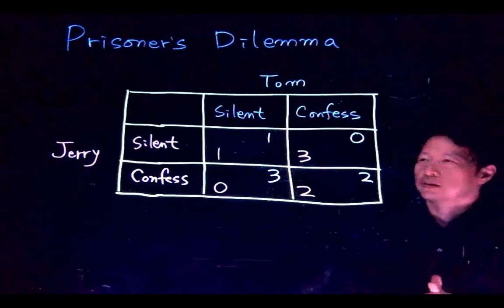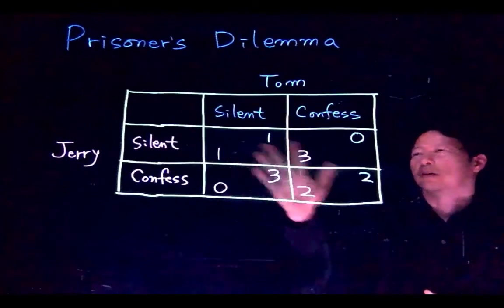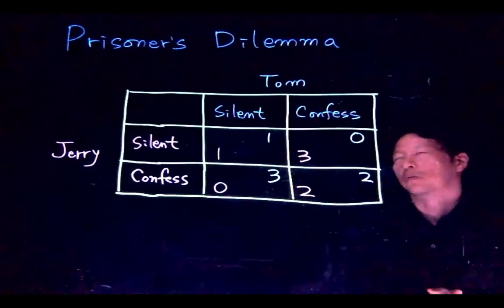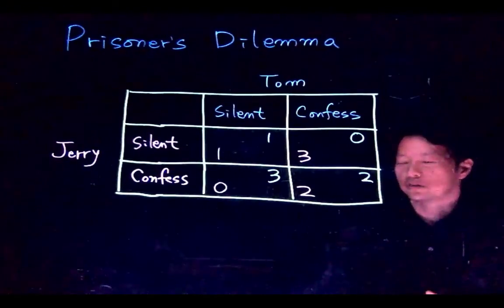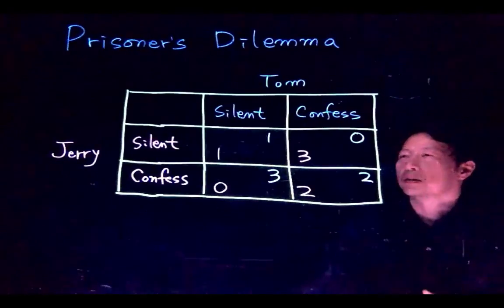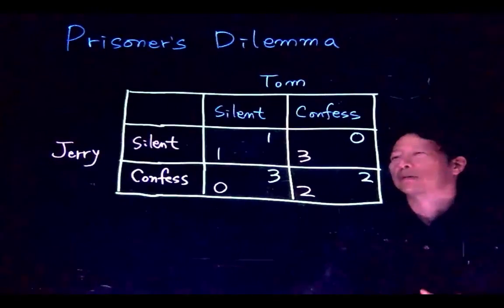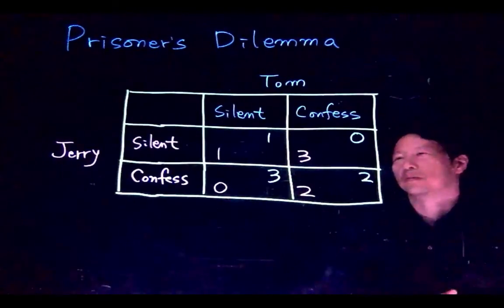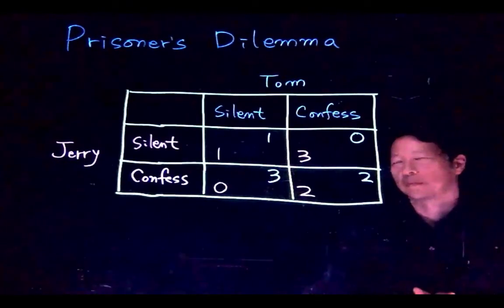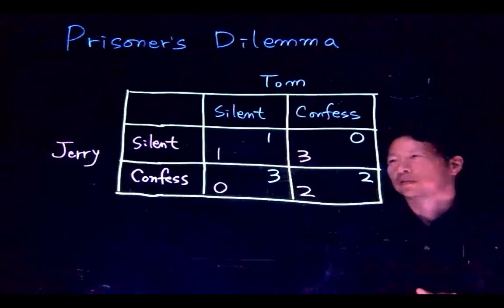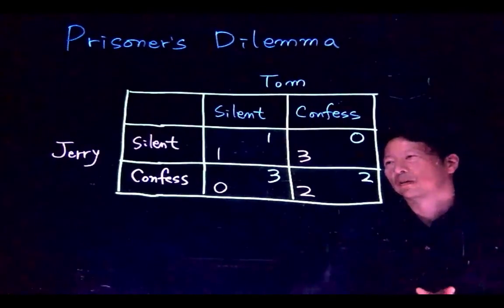So obviously, what is the best outcome overall? Tom and Jerry both staying silent, 1 year each in jail, is the best outcome, right? But remember, as I told you, we think our players are rational players, and they try to minimize their years in jail. So the result will be a little counterintuitive.